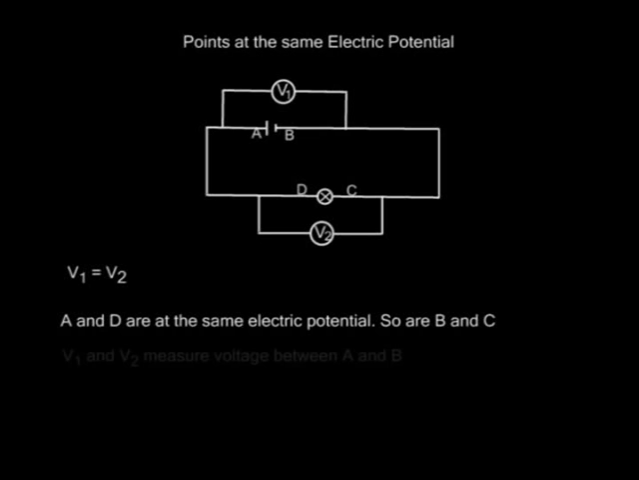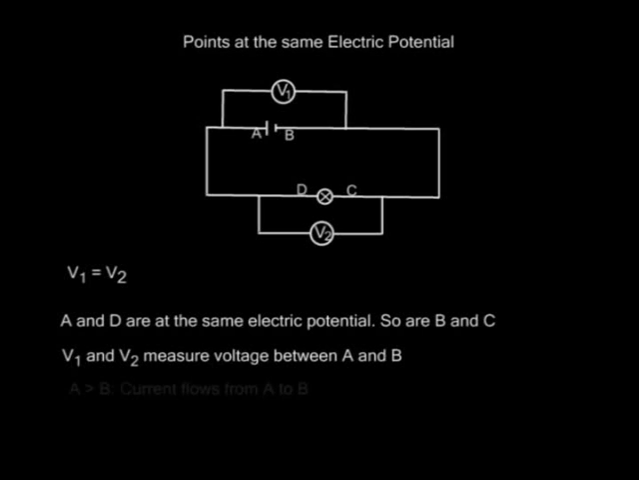Each of the voltmeters V1 and V2 therefore measures the potential difference, or voltage, between points A and B. The electric potential at A is higher than that at B, and therefore the conventional current flows from point A to B through an external circuit, that is the bulb.